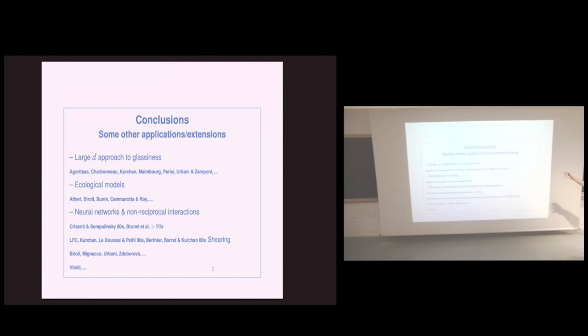Here, a list of similar problems like large D approach to glassiness, the ecological models that we heard a little bit about, neural nets, non-reciprocal interactions. Of course, there are many problems that have their own little details, but some of the things that I said apply to all, and they are quite generic, and I think it's a nice, global set of results that, well, should be correct.